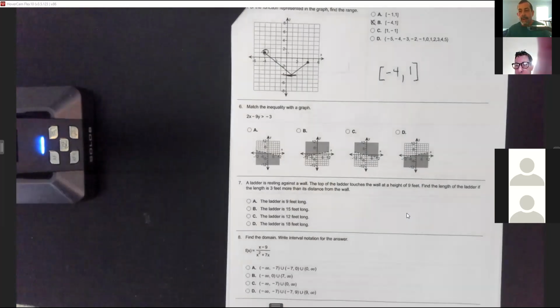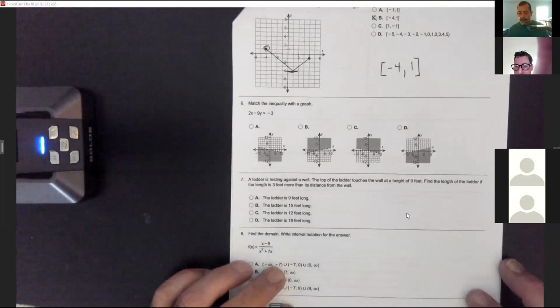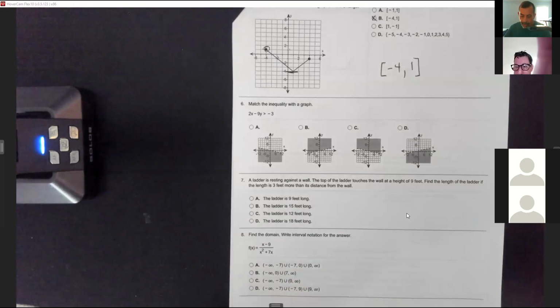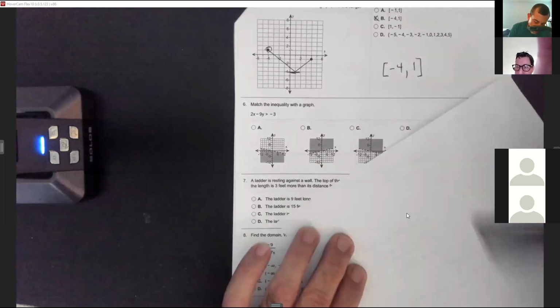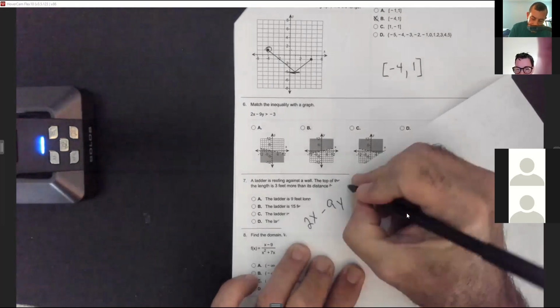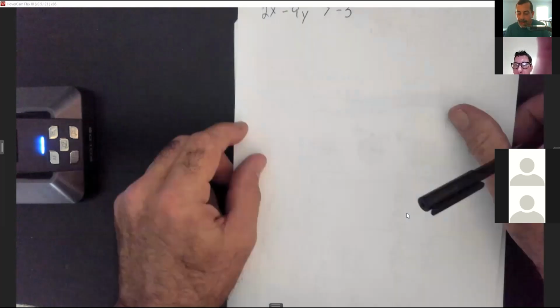Okay, so don't think domain, don't think x values at all. You're only looking for the y values, okay? All right, let's see. I'll probably have to write this one down and work it on paper. So I got 2x minus 9y is greater than -3. So I'll work that and then we'll see which graph we get, okay?